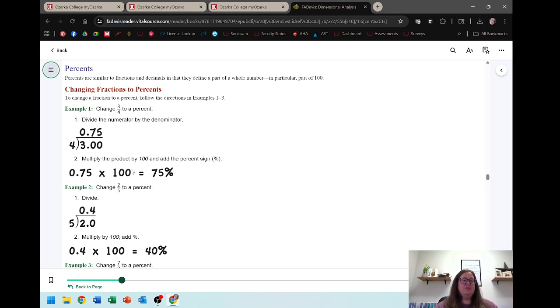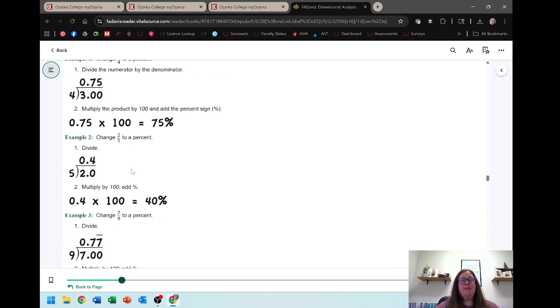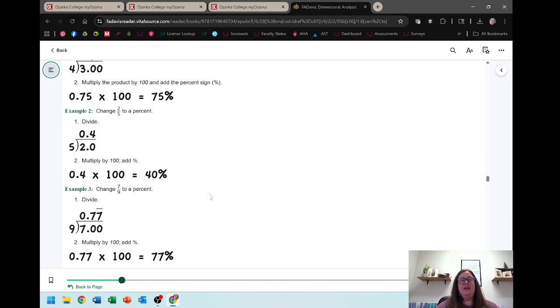So 3/4 to a percent, 3 divided by 4, we get a decimal, multiply by 100, add the percent sign. So 0.75 times 100 becomes 75%. 2/5 to a percent, 2 divided by 5 is 0.4. Multiply that by 100, add the percent sign, 40%.